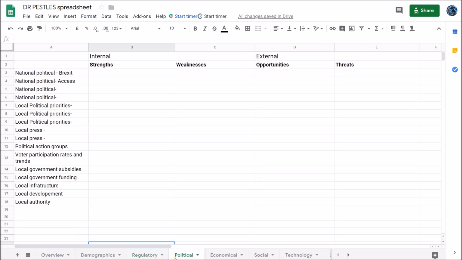Next up, for PESTLES, we've got political. This is obviously going to be a key area that I think many practices don't consider, but need to consider. So we've obviously got national things. Clearly, at the moment, we still have Brexit being the big looming thing over almost everybody's head. But there are other national political challenges, for example access. And there are obviously things like the contract itself that many of you would have read that came out a week ago, as well as local priorities.